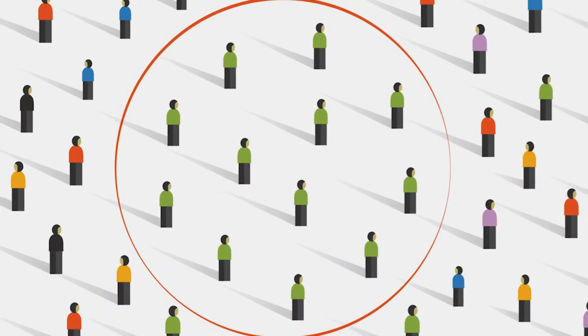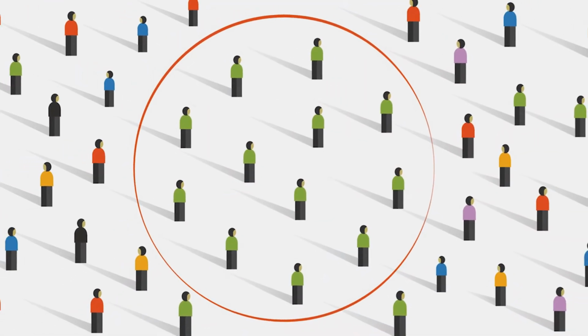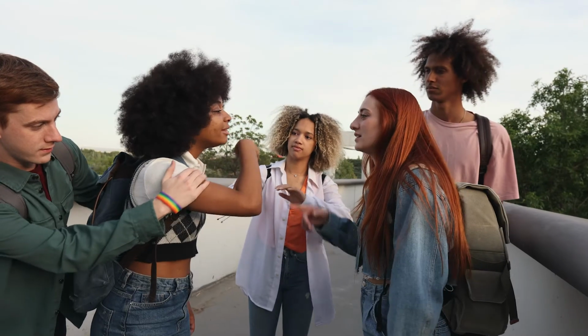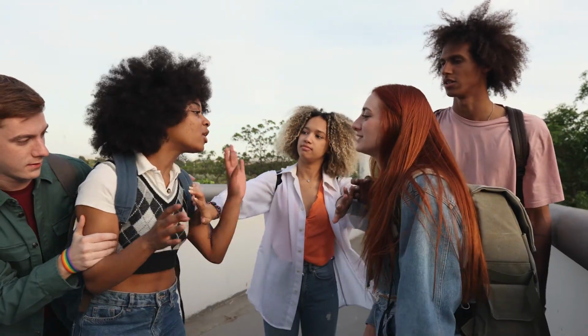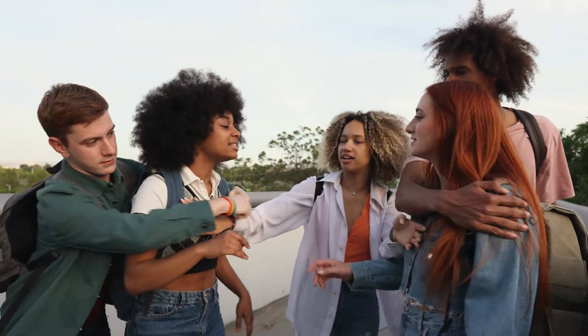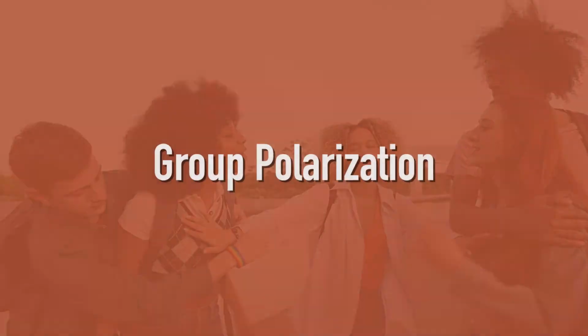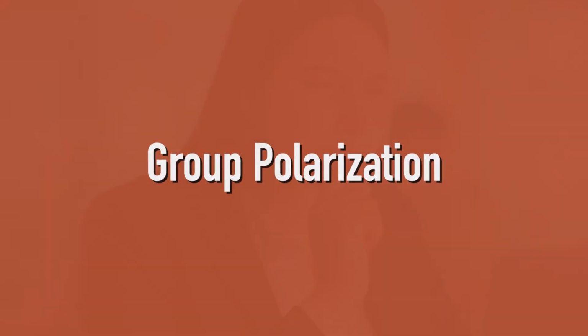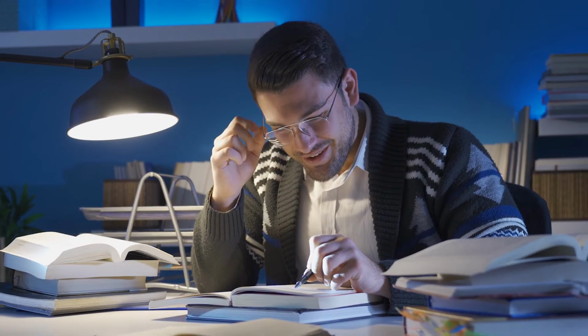In these online groups, discussions can sometimes lead to extreme viewpoints. When people with similar opinions talk only amongst themselves, they tend to become more extreme in their views. This is known as group polarization. To fight groupthink, make a habit of diversifying your media sources. Seek out different perspectives, especially those that challenge your own views.